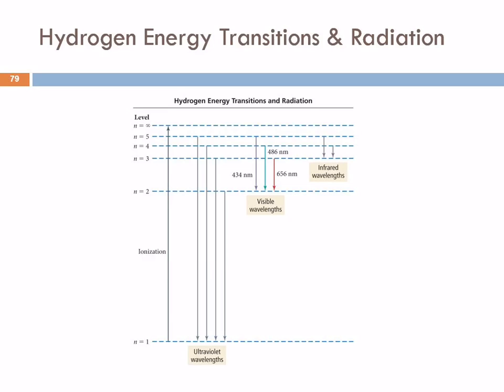Yes? Pardon me? Yeah, what is that? N equals infinity. That's ionization, so that's removing an electron completely. If you zap it with enough energy, you can actually kick the electron out. Good question.